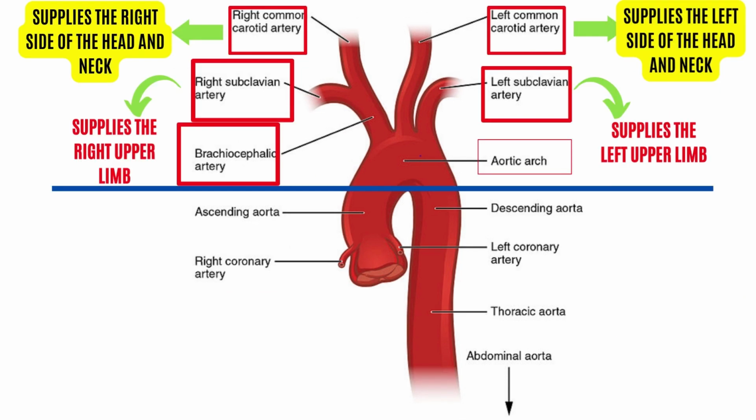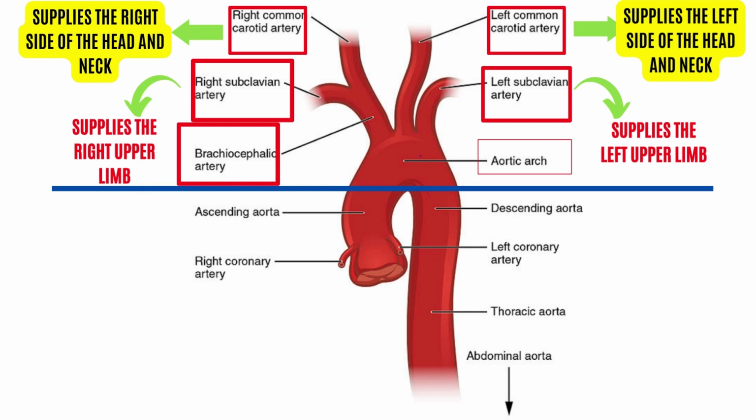Next, it arches and forms the aortic arch. The aortic arch begins at the level of the second sternocostal joint. It arches superiorly, posteriorly, and to the left before moving inferiorly and ends at the level of the T4 vertebra. It is connected to the pulmonary trunk by the ligamentum arteriosum, which is a remnant of the fetal ductus arteriosus.